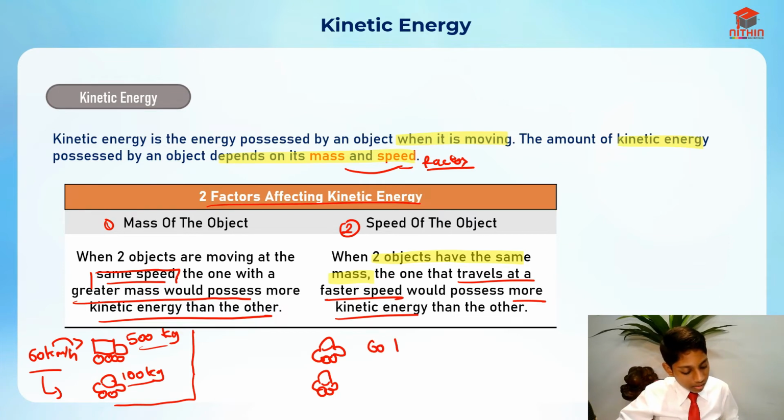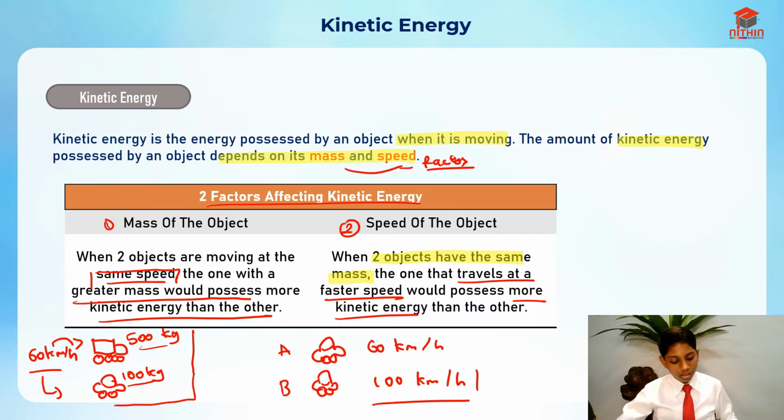So this car is 60 km per hour and this car is 100 km per hour. So car A or car B has more kinetic energy? Car B, right? Because it has a faster speed than the other one. So car B actually possesses more kinetic energy. So these are basically the two factors affecting kinetic energy, and I hope you understood that. So now let's move on.